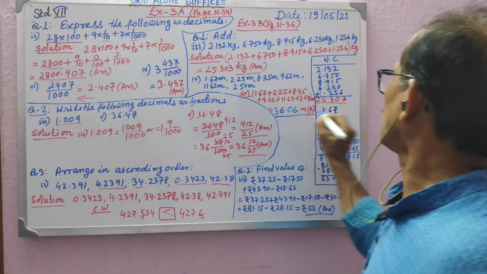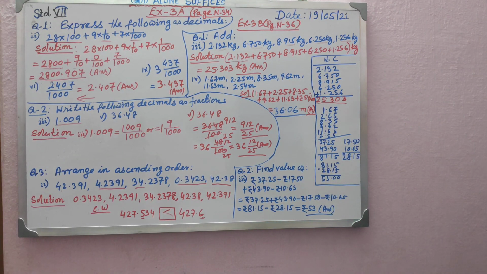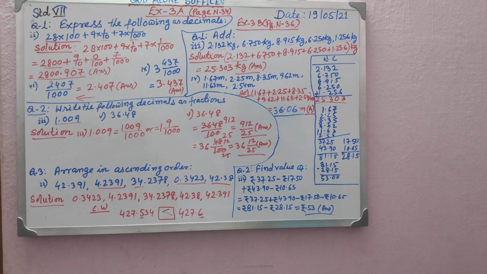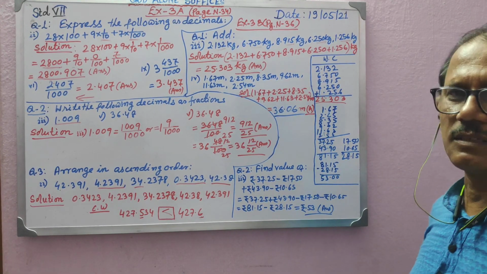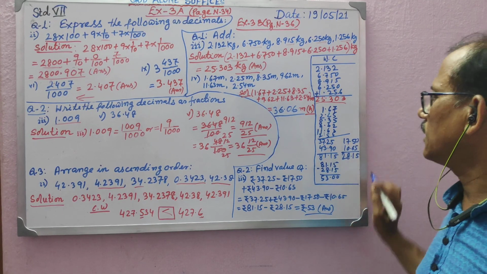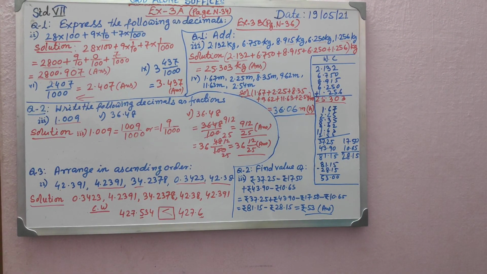I think this is the answer. Could you understand it? Will that be the correct answer or not? Let me see. 36.06. Yeah, it came correct. So it will come correct. If you arrange this way and do it, you will not have any mistake.